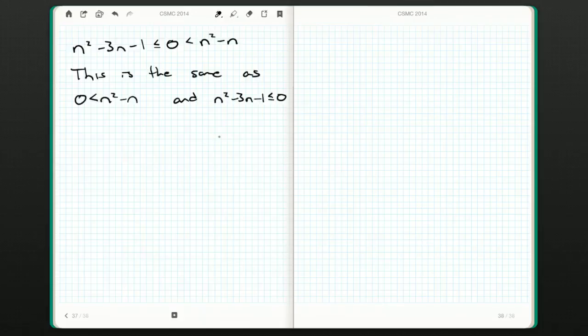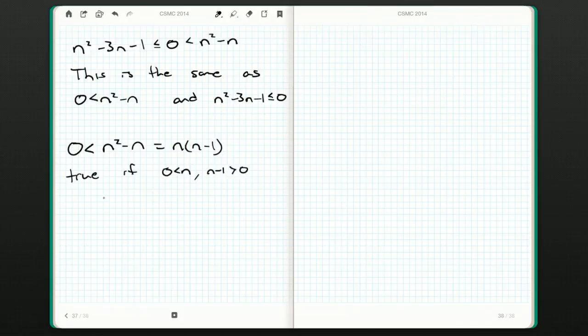So if we could solve both of those, that would be really helpful. Now this one's pretty easy to solve if we factor it. n(n minus 1). Okay, so this will be greater than 0 if both n and n minus 1 are positive. So n's positive and n minus 1 is positive. Or it's true if they're both negative. So 0 greater than n, n minus 1 less than 0.